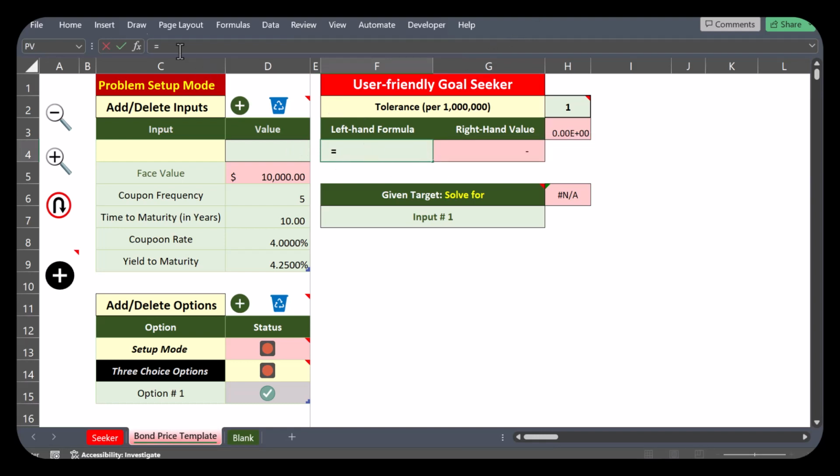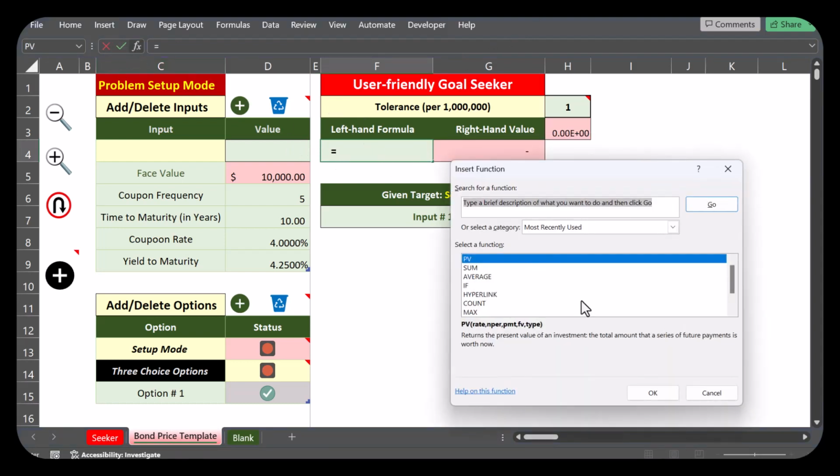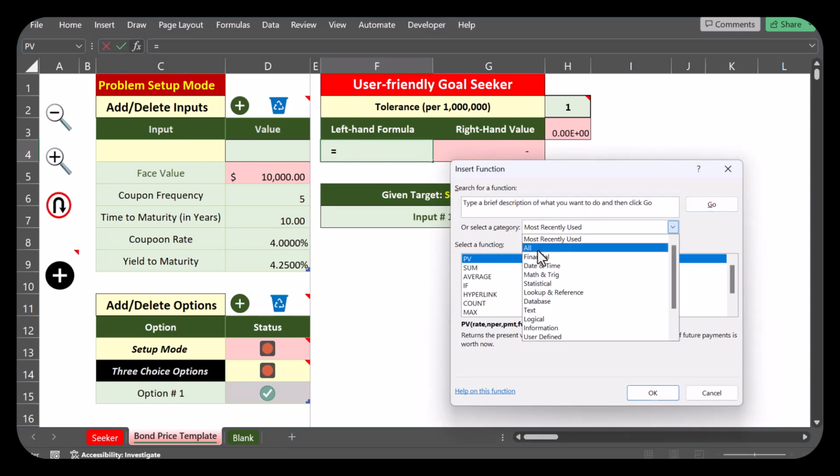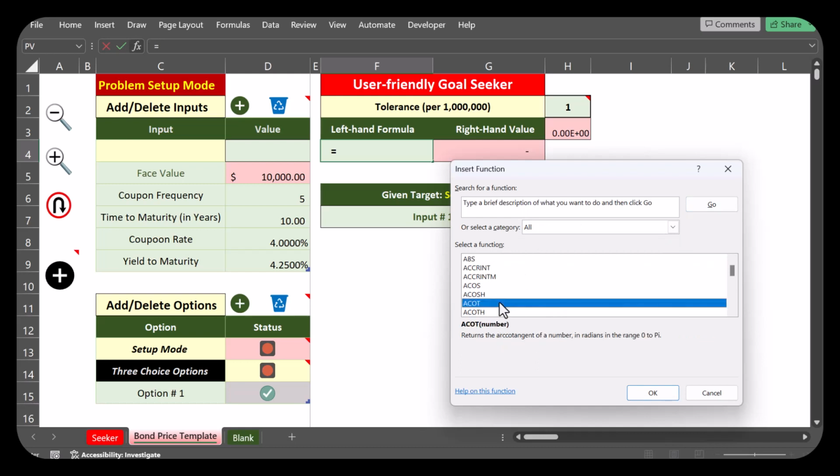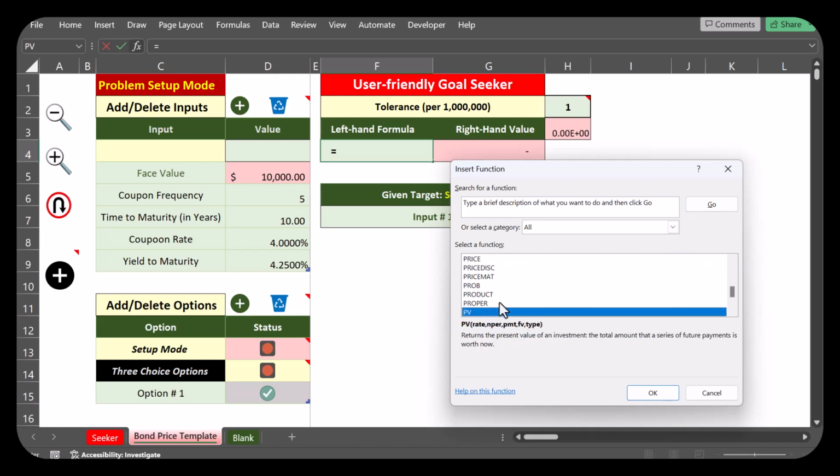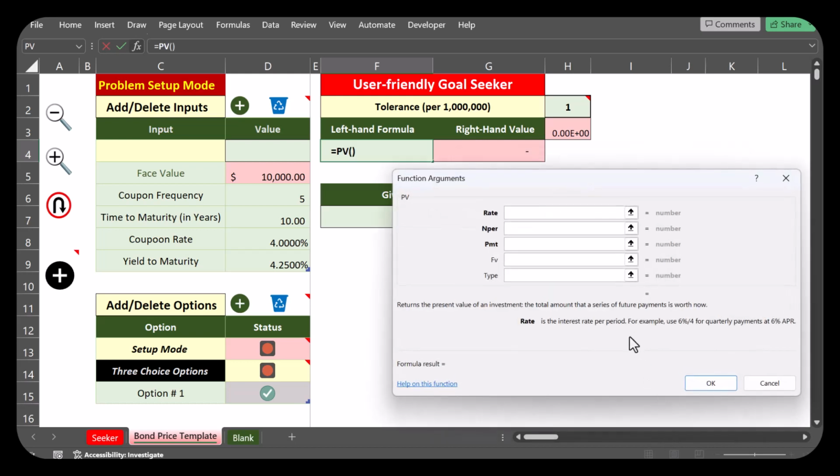I used it before, but if you haven't used it before, go to all, type PV. It'll get you close enough. Click on that function so that you know exactly what you're entering as input. And the rate that I'm going to use is yield to maturity, but that's an APR number. So I need to divide that by coupon frequency.